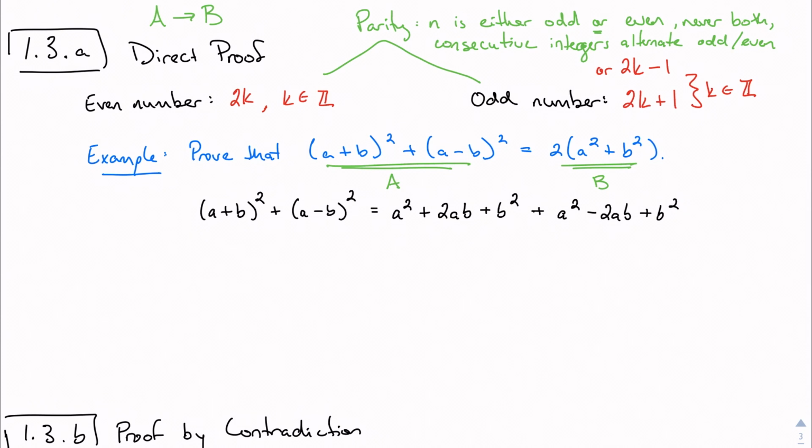All right, well, what can I do next? The next obvious thing to do, I think, would be to combine like terms. So I have 2a squared, my 2ab's cancel out, and I have 2b squared. Keeping in mind our goal, I need to find some way to get that 2 outside of the sum, so I'm going to factor out a 2. We notice that that is exactly equal to my right-hand side, so since I've got my left-hand and right-hand side equal, I'm done, and that's where that little box comes into play.